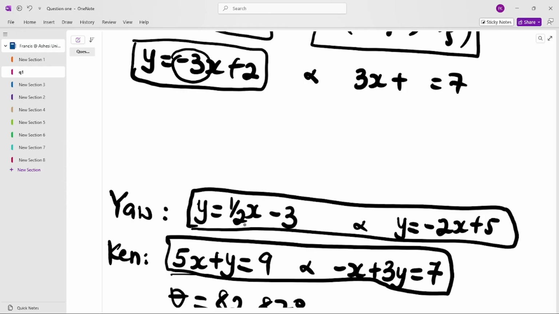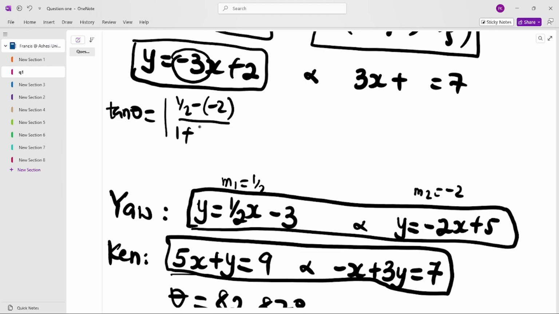Now let's find, we have your negatives here. So tan theta will be equal to, your m1 is equal to half, and your m2 is equal to -2. So negative m2 is 2. Half minus into bracket -2, all over 1 plus half times -2. So the numerator will give me half plus 2, all over 1 minus 1, right? It's 1 minus 1, so it will give you 0.